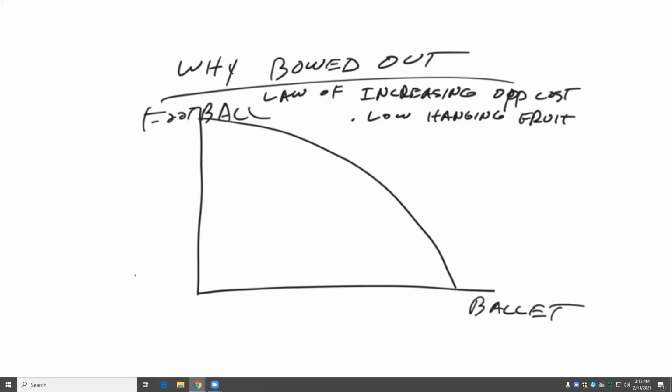So, let's say that we are right here. That's where we are. We produce 0 ballet, and let's say we have 20 units of football. Whether that's 20 games, 20 leagues, 20 whatever, it doesn't matter. That's how many units of football we do.